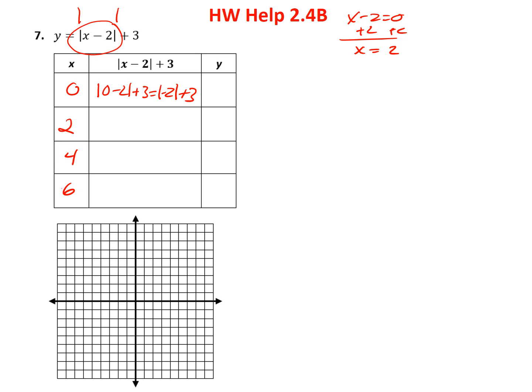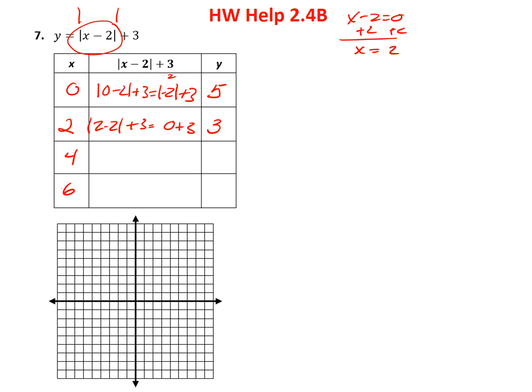Absolute value of minus 2 is 2. 2 plus 3 is going to be 5. Next, I have the absolute value of 2 minus 2 plus 3, which is going to be 0 plus 3. So that's our low point there.